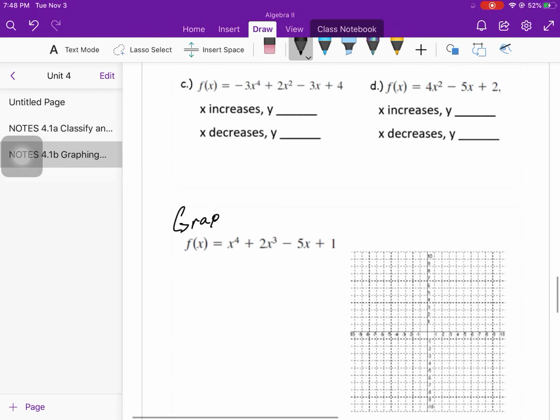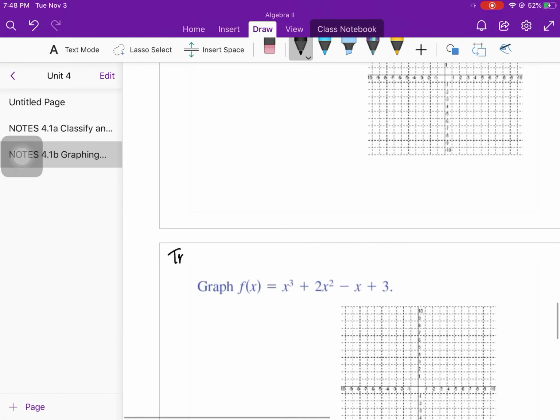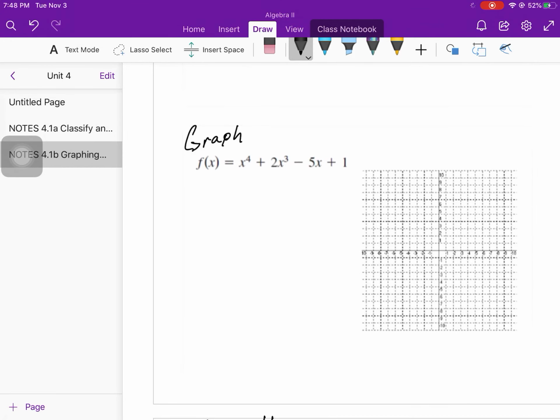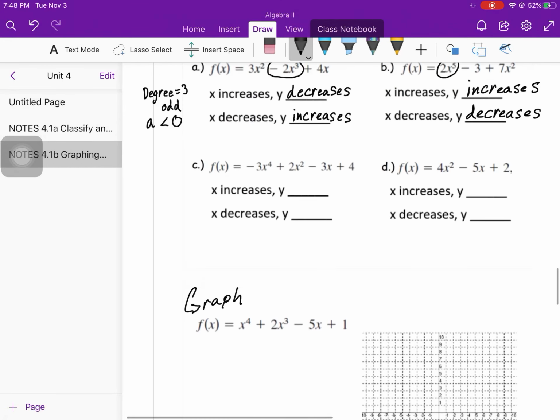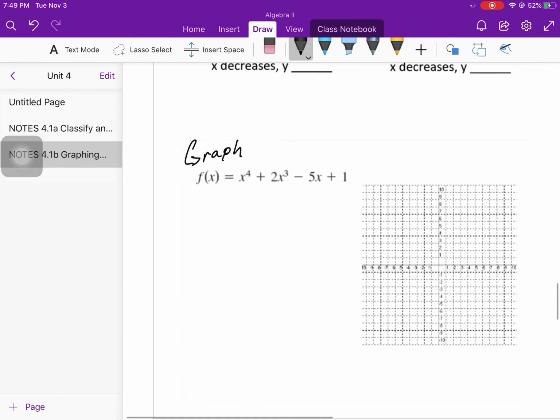Okay, we have 2 problems left. There's a graph. I'm going to do this first one. And then you're going to try this one. Try this problem. And you're going to submit. Okay, so when we're graphing these polynomials, first thing we want to do is actually decide the end behavior, just like what we did here. So this is already in standard form. So let's go ahead and look at this right here.